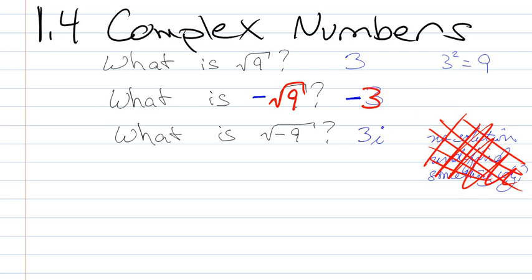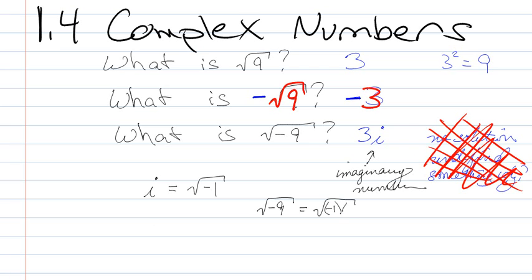Okay. You may have seen i before, you may not have. 3i in itself is called an imaginary number. i actually means the square root of negative 1. So if I'm trying to evaluate the square root of negative 9, technically what I'm doing is saying this is negative 1 times 9, which is the square root of negative 1 times the square root of 9, which is i, the square root of negative 1, times 3, or 3i.